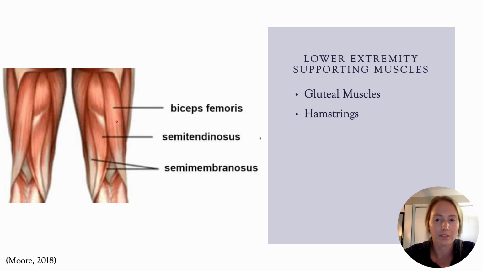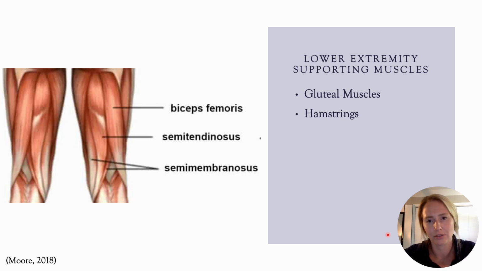Biceps femoris, this one right here, flexes the leg and rotates it laterally. When the knee is flexed, it also extends the thigh with acceleration, such as like that first step in gait. So important, again, just for steadying the pelvis.